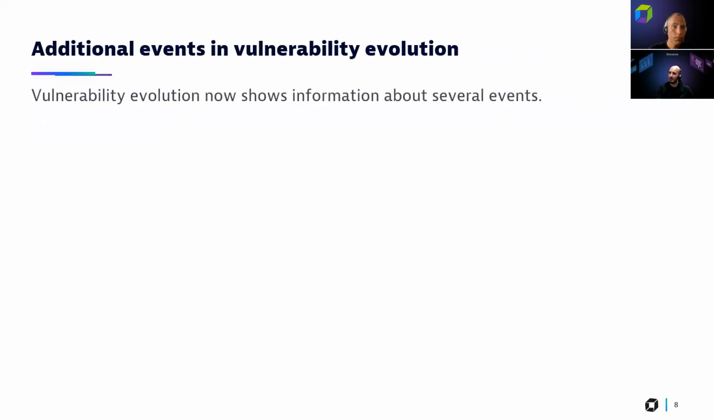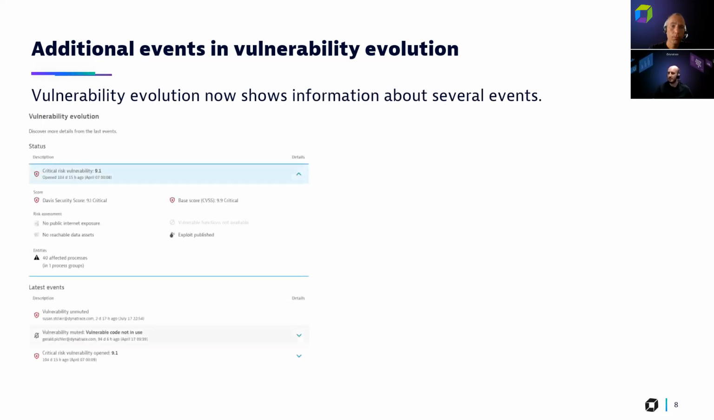And next, we have added additional events in the vulnerability evolution section. Now on the main page, you are going to see these events under the status section of vulnerability evolution. Of course, we are going to show you in our platform what exactly you have as new features, but for now, it's just small updates I'm covering, and the documentation, of course, has all the details related to these features.